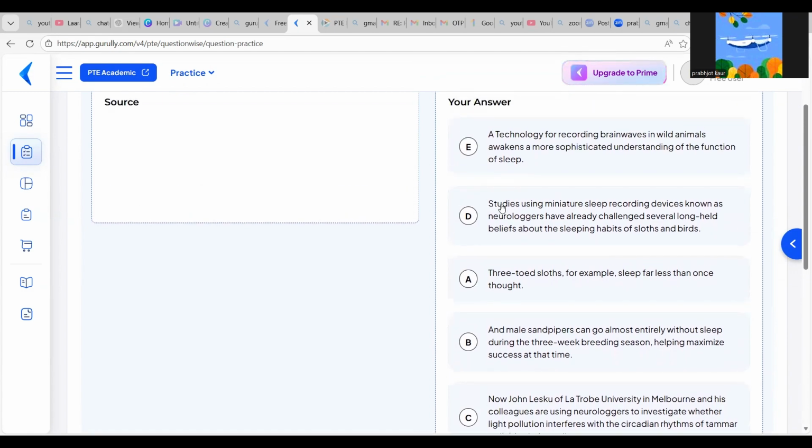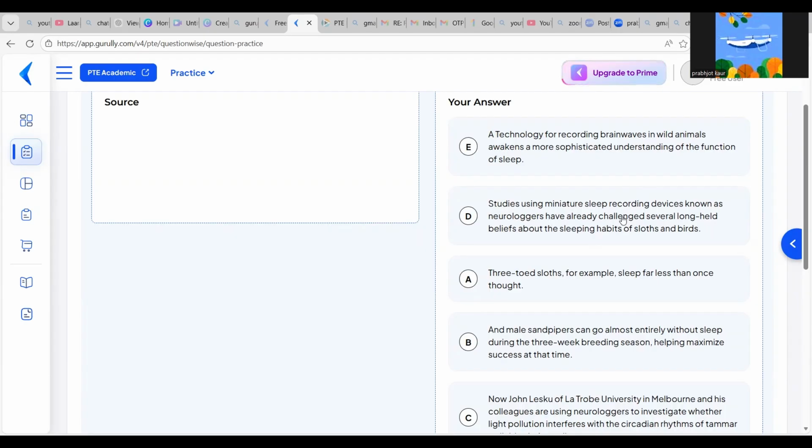So here is the first sentence: technology for recording brainwaves in wild animals awakens a more sophisticated understanding of sleep. This introduces the main topic: technology, brainwaves, and sleep. After that, move to the research impact. So here's the research impact. This connects perfectly with the technology from sentence E.